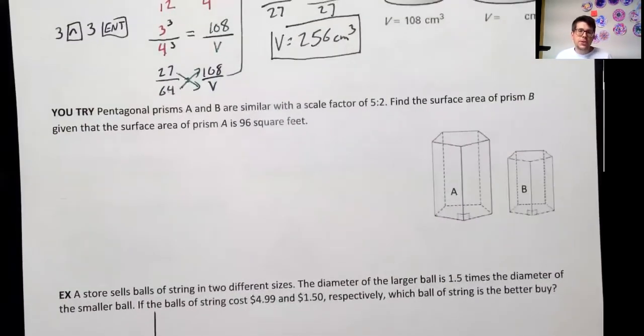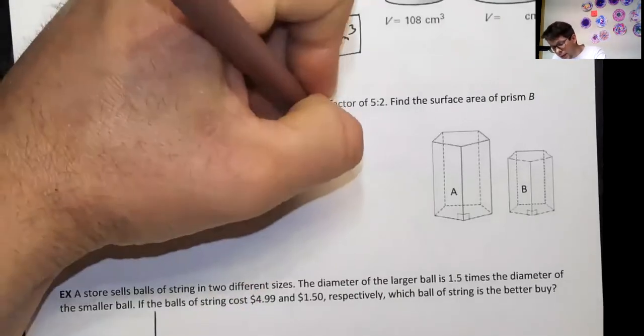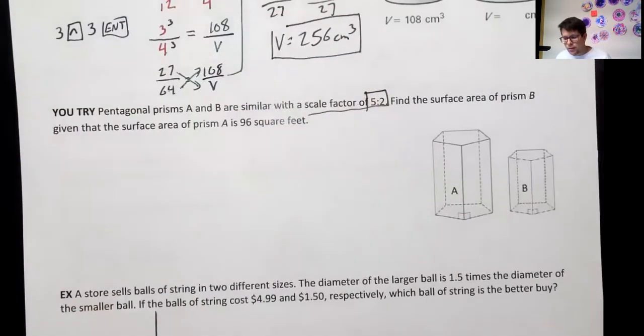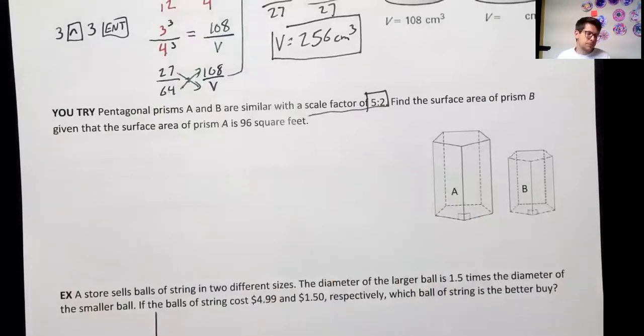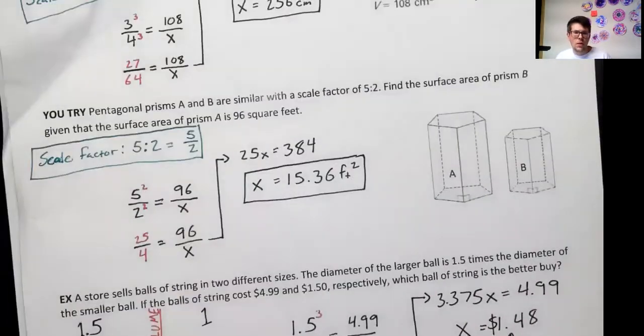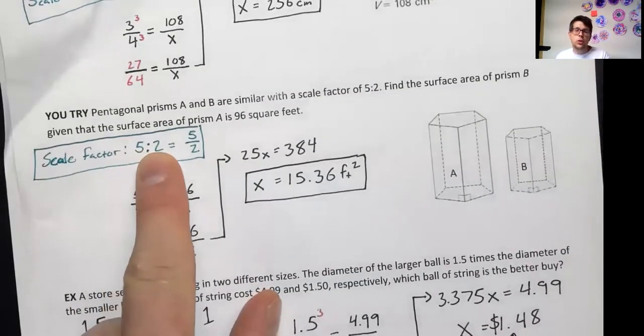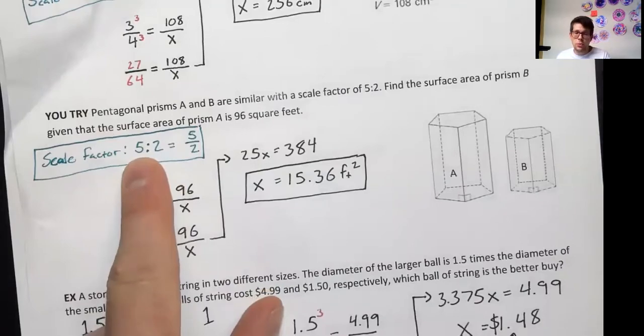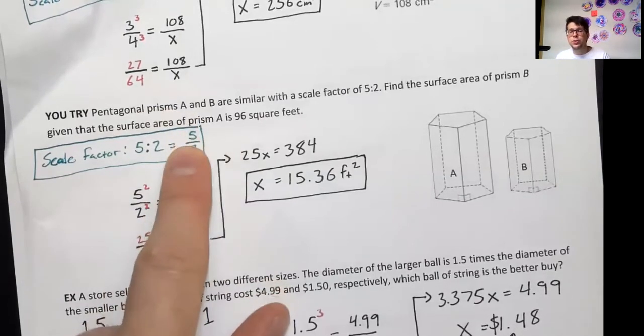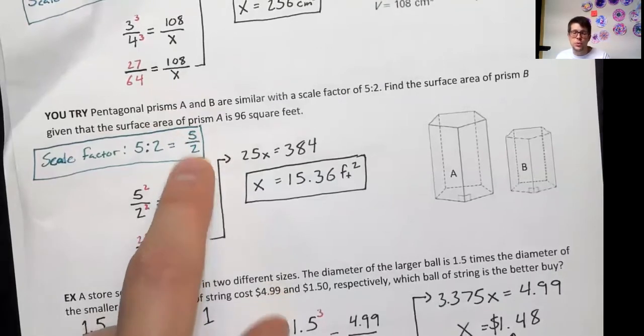Here's a You-Try problem. This is going to be the same kind of thing. I've given you the scale factor this time, and I'm going to ask you to find the surface area of the second prism. So our surface area is once again 5:2. Now that's a great way to type it if you're trying to write out a ratio inside a Word document, but the way that we work with it is usually a fraction. So I'm going to write it as 5/2 instead.